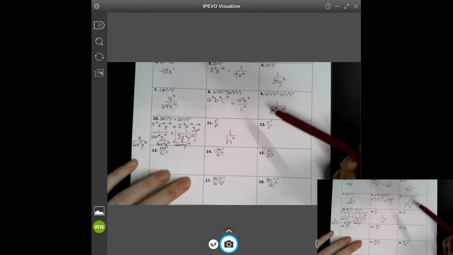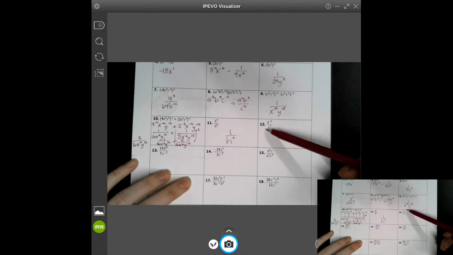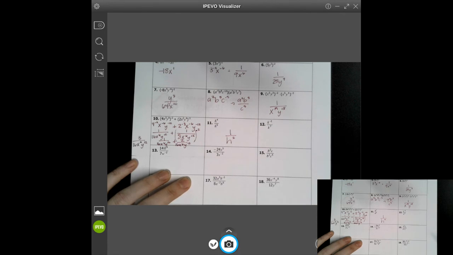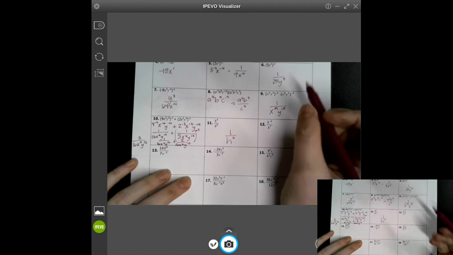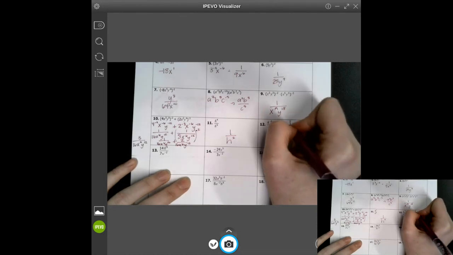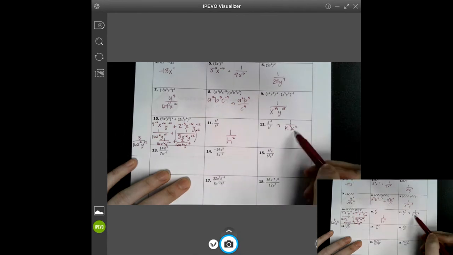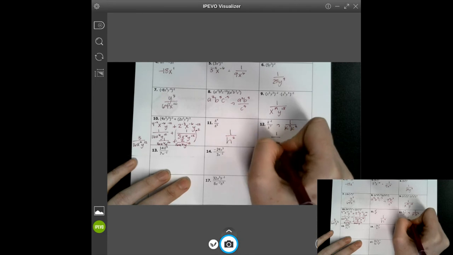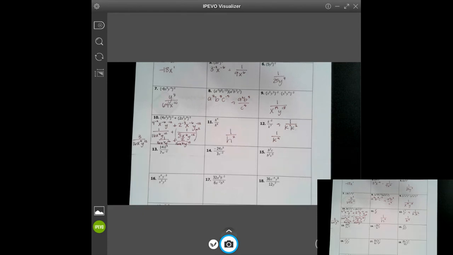Okay, for number 12. Now, I've got an exponent on the top here and an exponent on the bottom. So before I can combine anything, I need to make my negative exponent become a positive, which means I'm going to move the k to the negative second to the bottom. So this will become 1 over k to the 7th, k to the second. And now these are being multiplied, so this will become 1 over k to the 9th, because when I multiply, my rule is that I add my exponents.